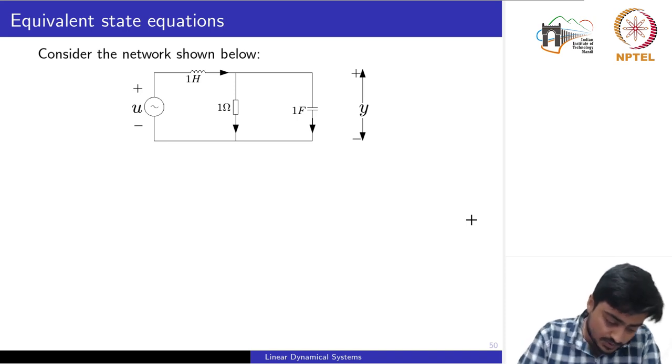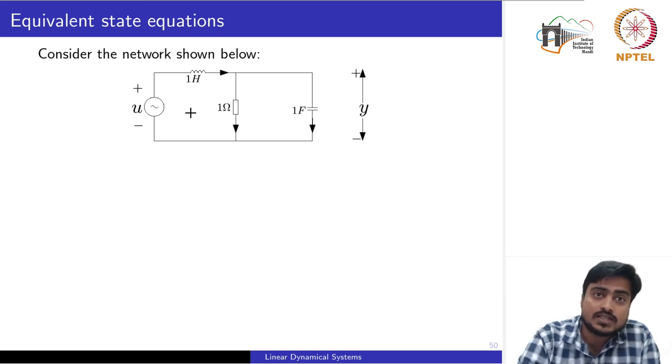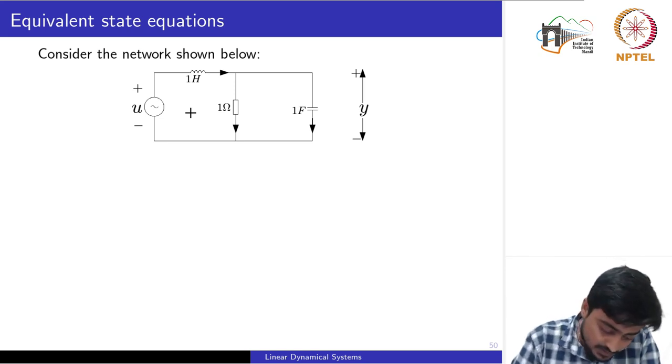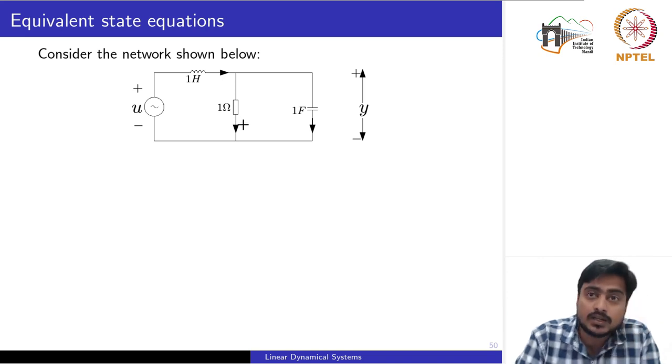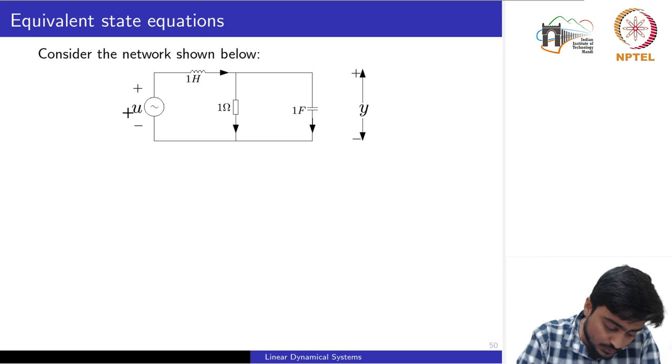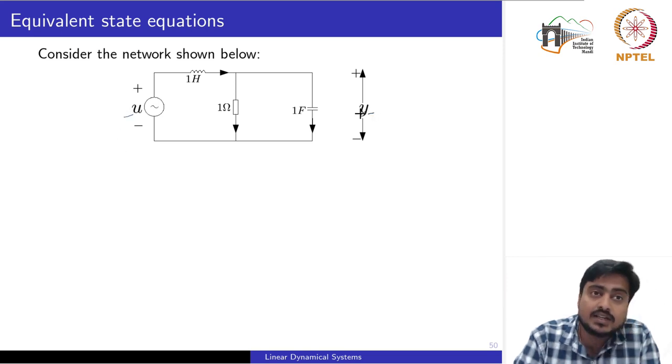Consider this network shown in the figure, where we have three elements. The resistor and the capacitor are connected in parallel, in series with the inductor. All of these, the resistance, capacitor and inductor, have the value of 1. The input u is defined by the input voltage, and the output y we are seeing as the voltage across the capacitor.